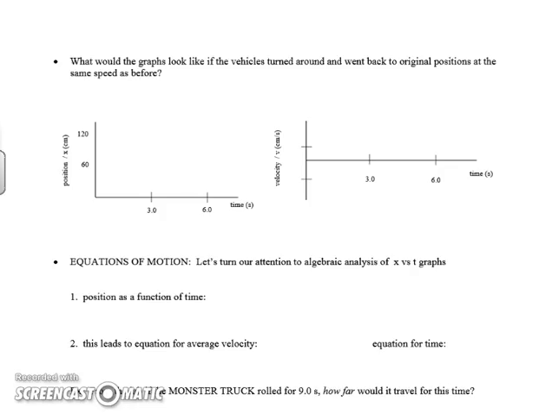All right, last thing I want to do before we end: what would the graphs look like if the vehicle turned around and went back to the original position at the same speed as before? At time 0, let's take the VW. It's at 120 units away. It's going to turn around and go back the same as before, taking 3 seconds to get back to its original position. We know it's moving at a constant speed, so constant speed means a straight line, so the VW is going to look like this.